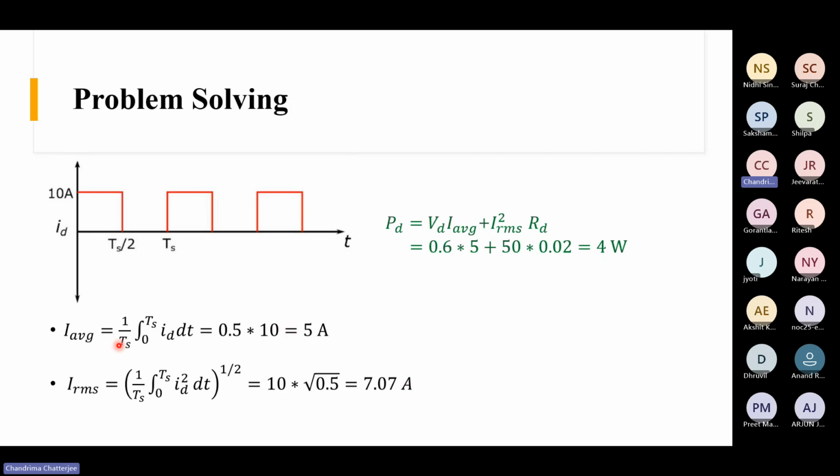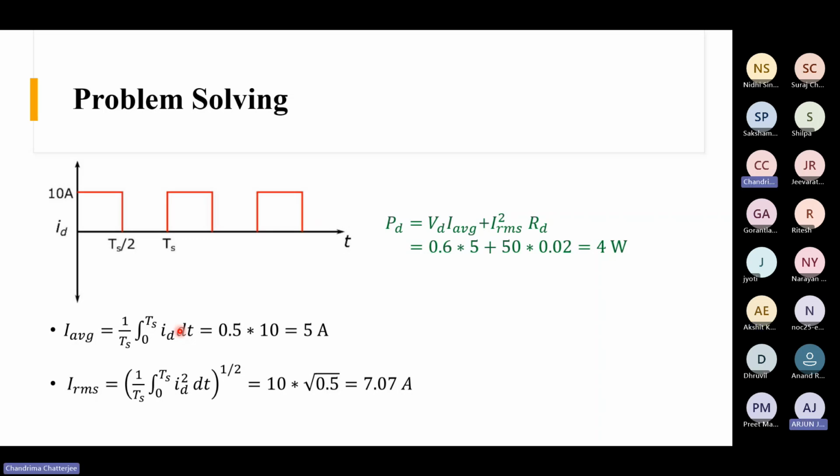Once we have the average current as well as the RMS current, we can easily find the power loss. Again the same formula: V_D times I average plus I RMS square times R_D. We put in the values and we get 4 watt power loss. These expressions you can verify by yourself. This is very simple integration.